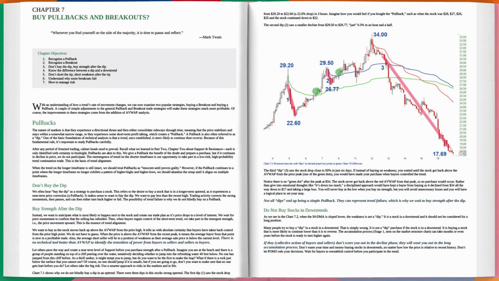There is no technical tool better than AVWAP to identify the transition of power from buyers to sellers and sellers to buyers. Let others pave the way and create a near-term level of support before you purchase strength after a pullback. Imagine you are at the beach, and there is a group of people standing on top of a cliff peering over the water, tentatively deciding whether to jump into the refreshing water 40 feet below. No one has jumped from this cliff before.